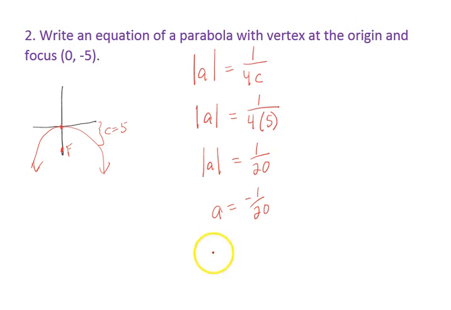And you can then make your equation. It's a y equals x squared graph because it's facing down. So it's y equals -1/20 x squared. And that's all there is to that one.